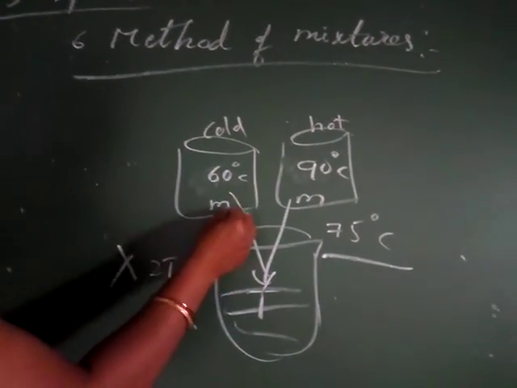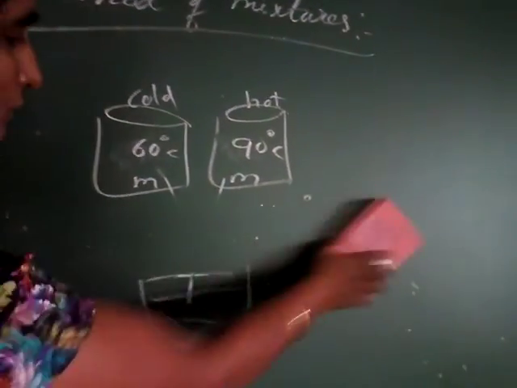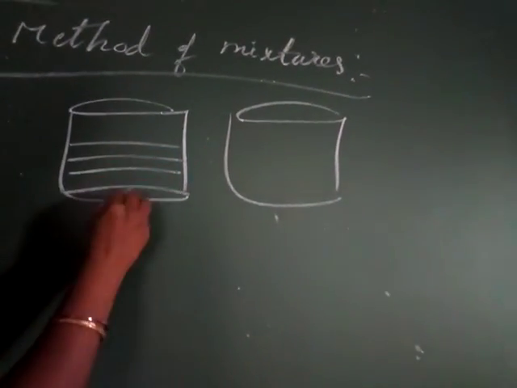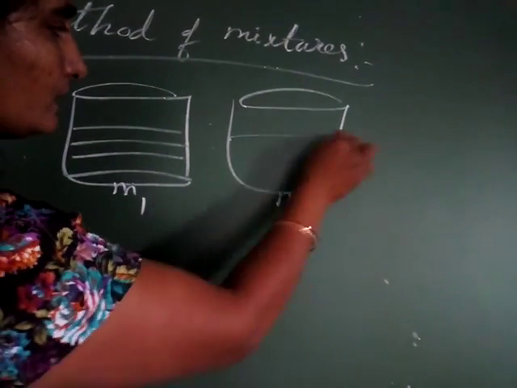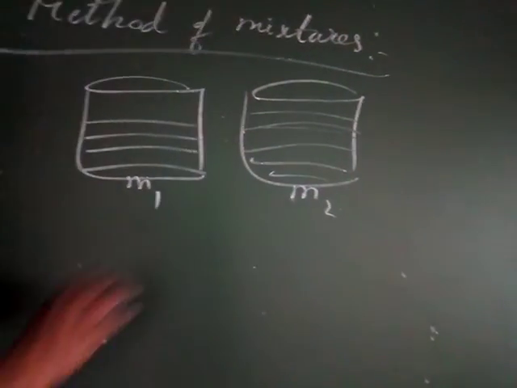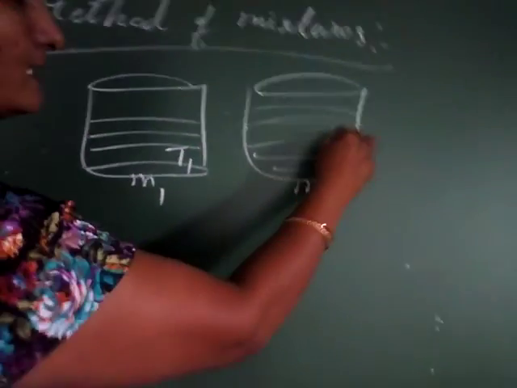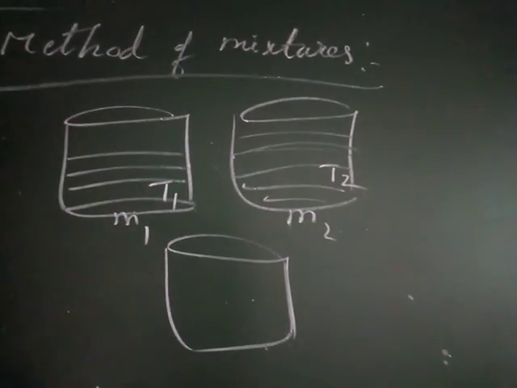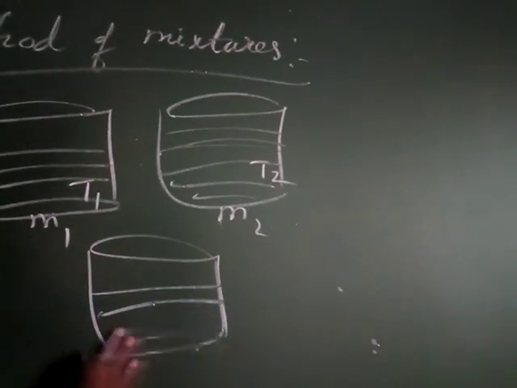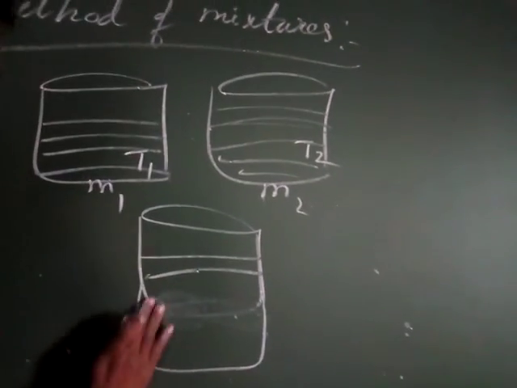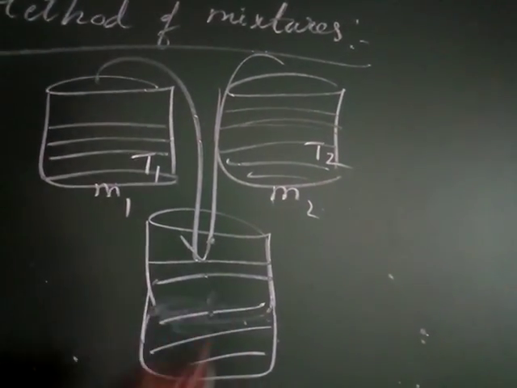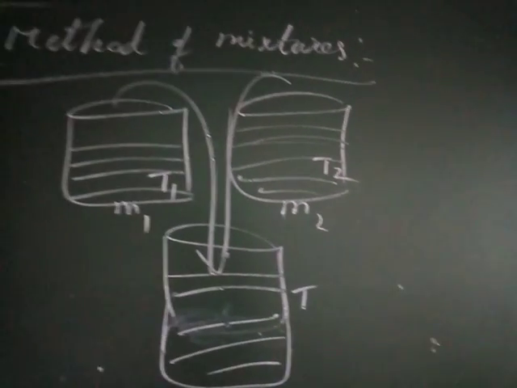Now suppose you are changing the masses also. Then how do you calculate the temperature? Suppose this is M1 and this is M2. That means some more or some less quantity is there. The temperature of this body is T1, and the temperature of this body is T2. If both are added in one bigger container, this is the mixture of these two. Suppose the mixture temperature is T.